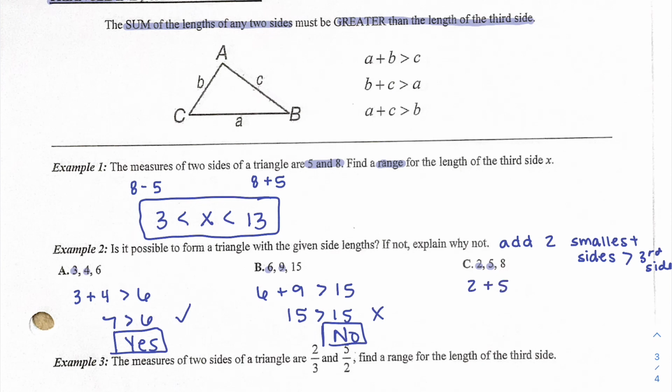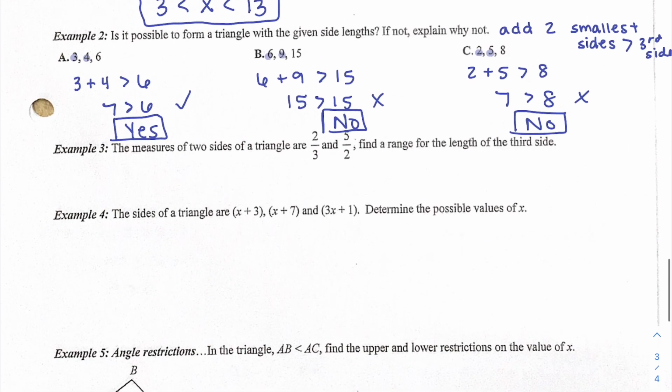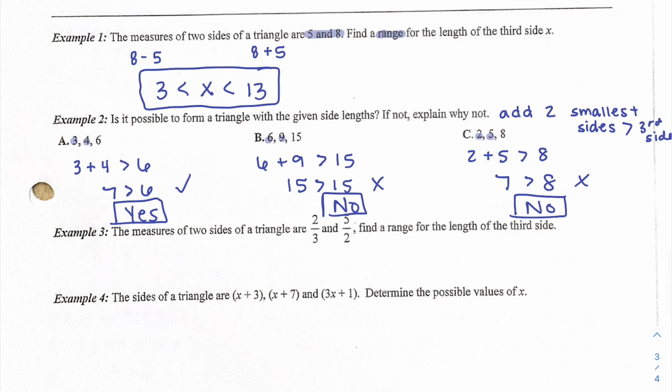Try the last one on your own. All right, we have 2, 5, and 8. The two smallest sides are 2 and 5. 2 plus 5 needs to be greater than 8. Well, 2 plus 5 is 7. Is 7 greater than 8? Nope, so this could not make a triangle.